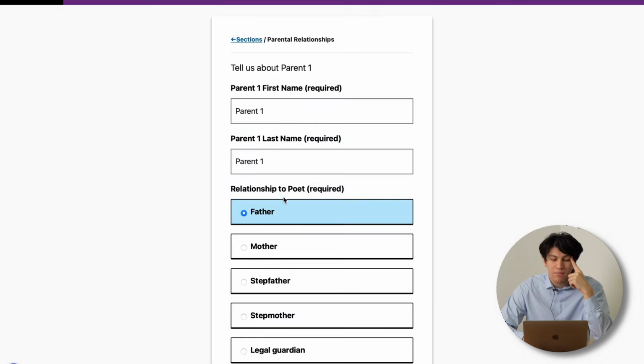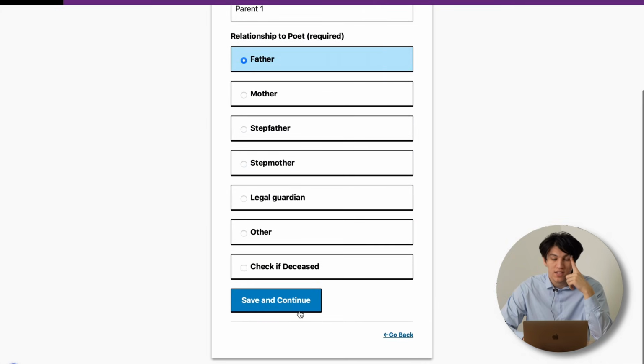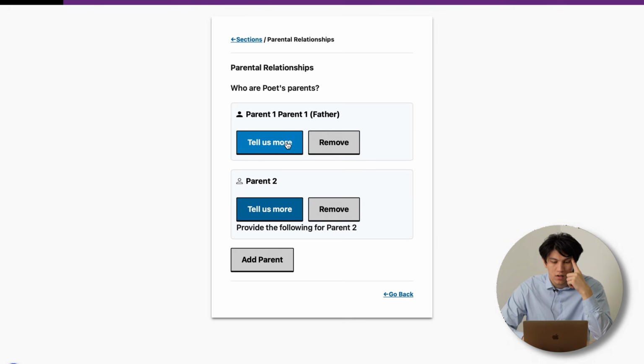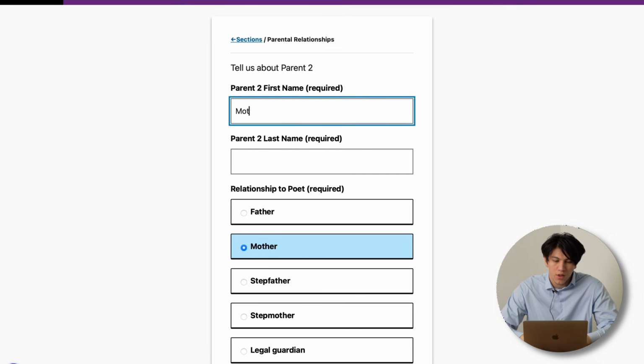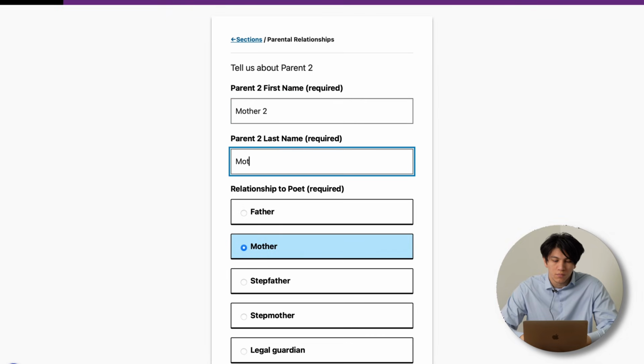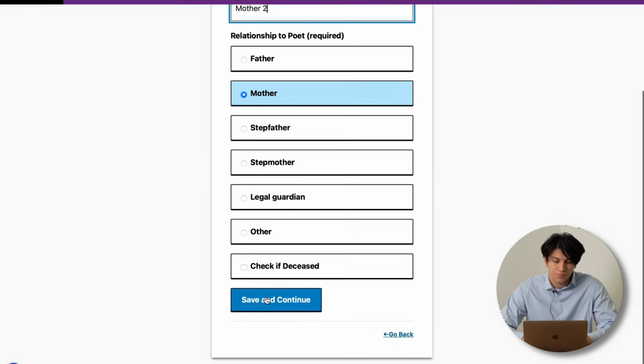Okay, and then imagine they're passed away, right? And you have a stepfather or stepmother. You can just add this one and add another parent too, right? Or if you have father and mother, but still you're in an orphanage, then you put legal guardian too, because legal guardian is the one who knows your situation the most, right? Parent 2, let's say mother, that's going to be mother 2.